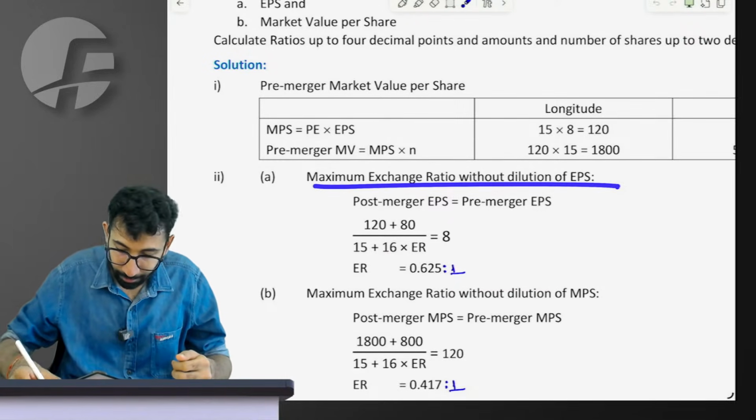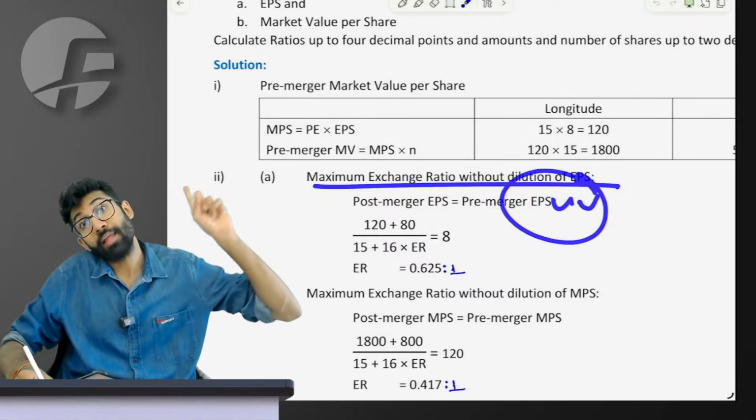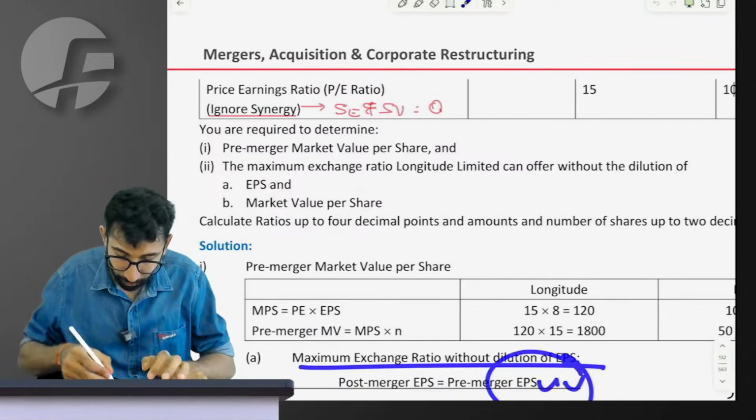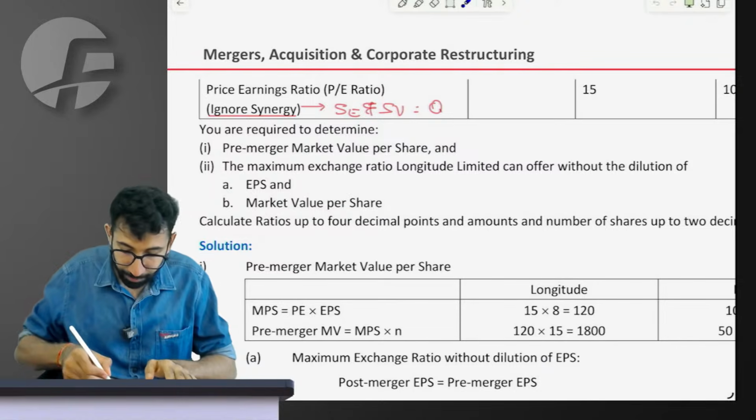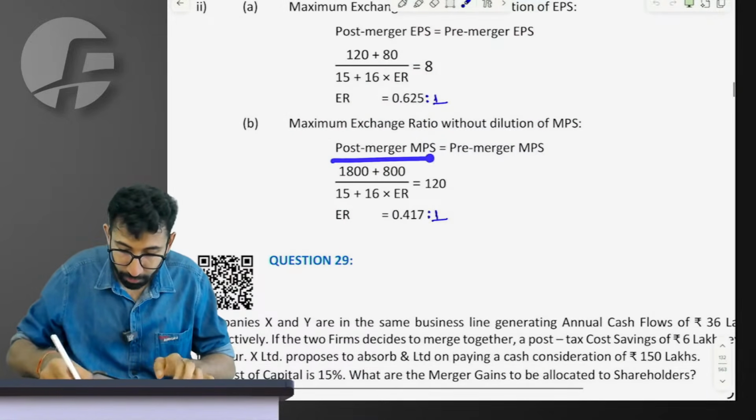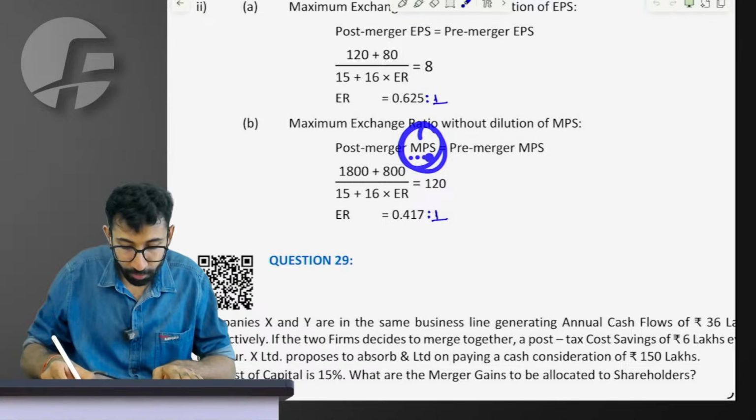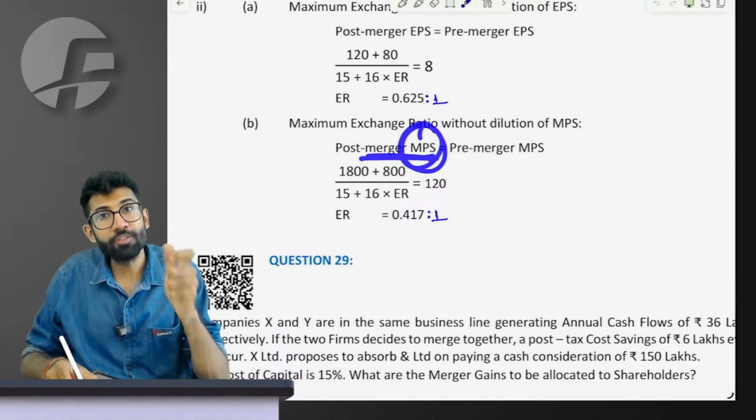Calculating the maximum minimum first based on EPS, which was the first section. Now the same thing you have to do in terms of MPS. Sir, MPS, the thought process remains the same. Post-merger MPS is at least equal to pre-merger MPS. But what is the way to calculate post-merger MPS? Earnings based or value based?